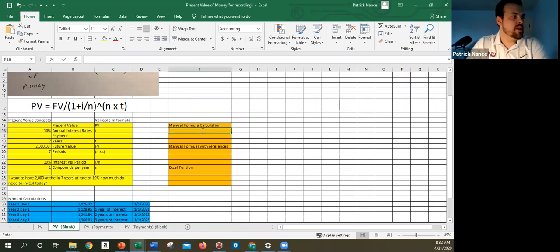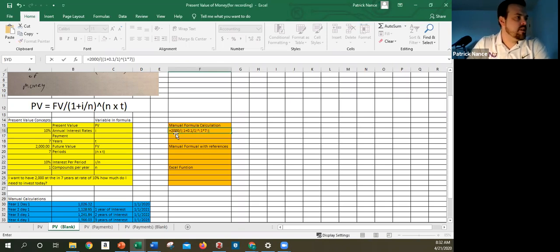It would look something like this. So I got 2,000, that's my future value, divided by 1 plus 0.1 over 1, I over n, to the power of n times t.